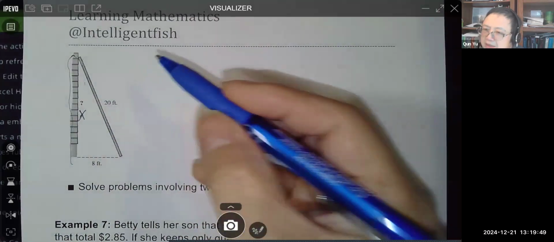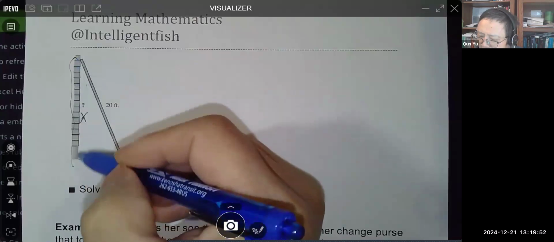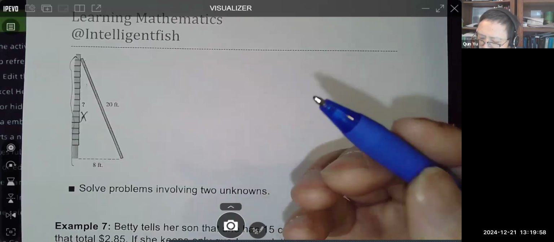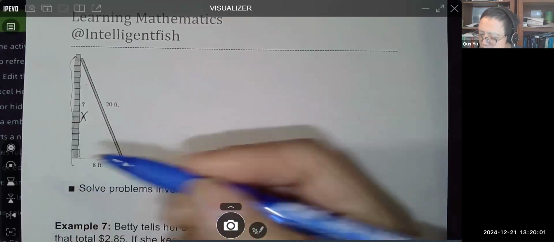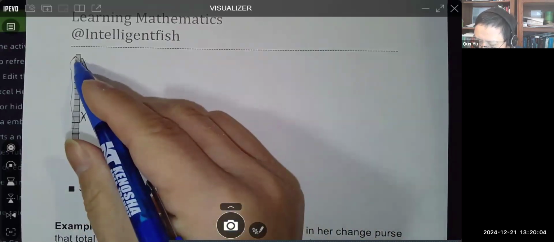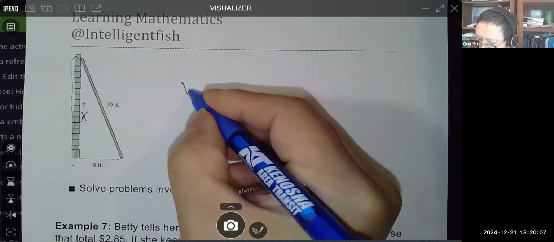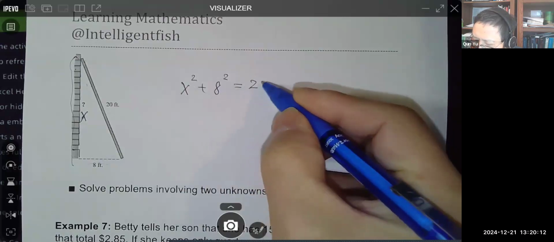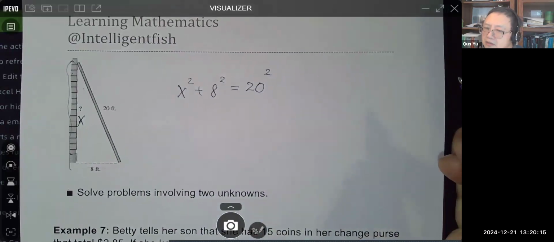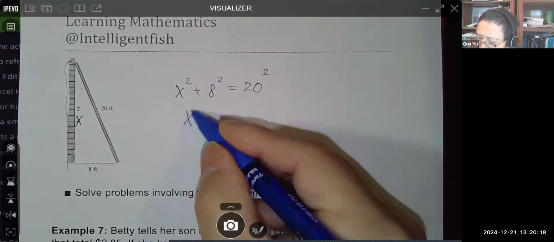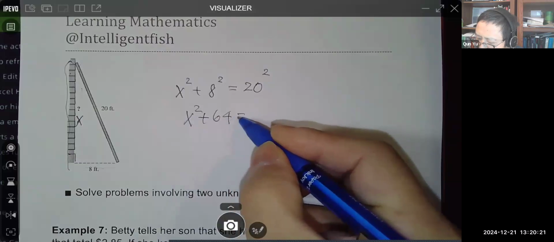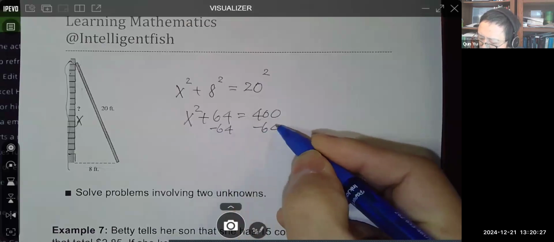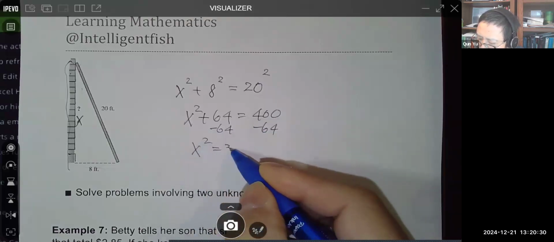So apparently this time we are solving for one of these legs, right? It doesn't matter what we are solving for in terms of setting up the equation. As long as you have a right triangle, you do the same thing. The sum of the squares of these two legs, so x squared plus 8 squared, is equal to the hypotenuse squared, which is 20 squared. So now we just solve for x. x squared plus 64 equals 400. Subtract 64 on both sides. So we get x squared equals 336.